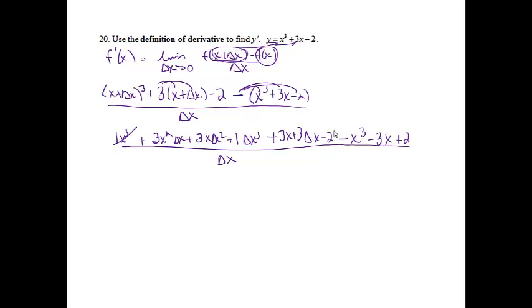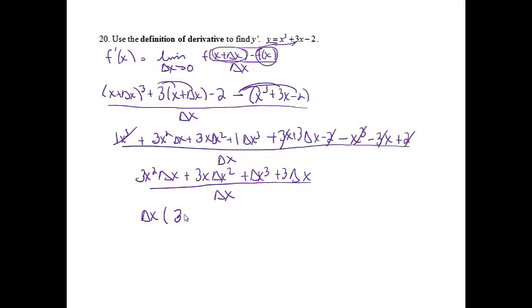Now let's see what will cancel. The x cubes will cancel, the 3x's will cancel, and the 2's will cancel. So I'm left with 3x squared delta x plus 3x delta x squared plus delta x cubed plus 3 delta x, still all over delta x. Okay, now in the numerator I notice that I can factor out a delta x. So when I do that, I'll get 3x squared plus 3x delta x plus delta x squared plus 3. Still all over delta x.